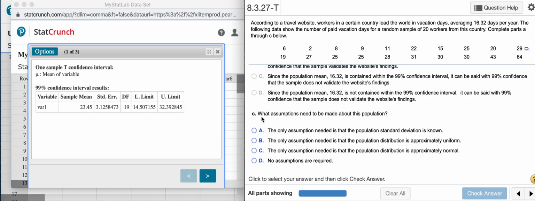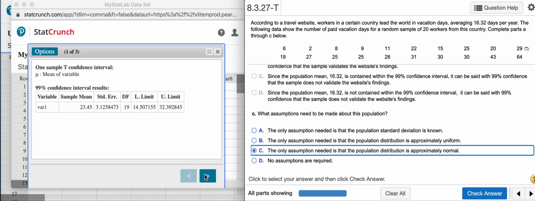And so part C asks, what assumptions need to be made about this population? Well, in this case, how many days did we sample? There were only, degrees of freedom is 19. There's only 20 days that were sampled. So since this sample size is fairly small, I need to assume that the population of all days, the vacation days during the year, is normally distributed. So the only assumption here needed is that the population distribution is approximately normal.